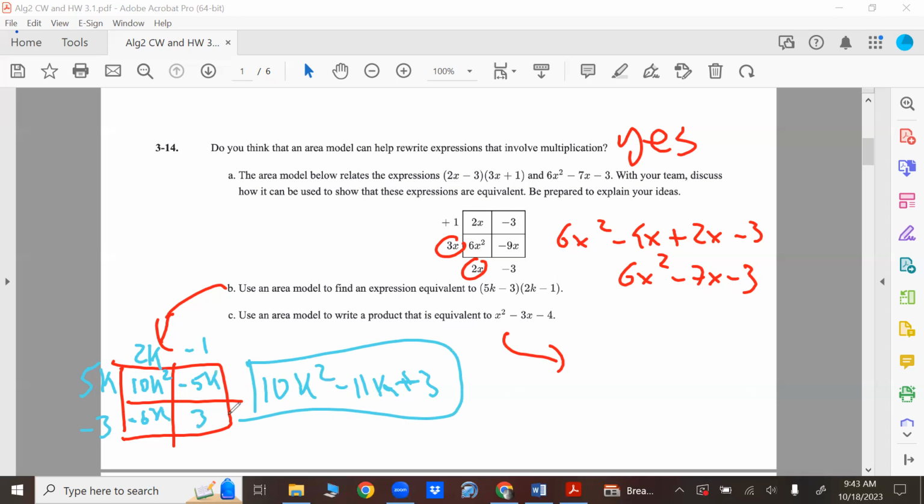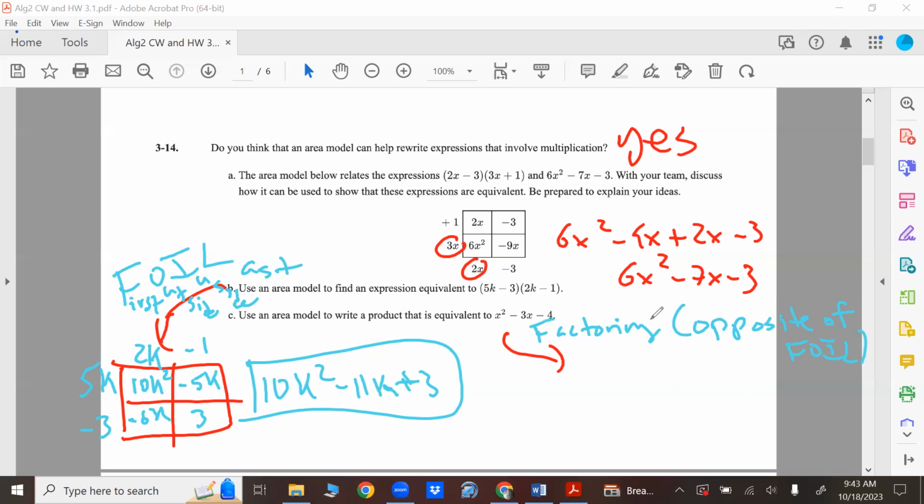We do the same thing with part C, but now this is factoring. So this is FOIL, right? What does FOIL stand for? It's an acronym. Does anyone know FOIL? First, outside, inside, last. Exactly, right. Factoring is the opposite of FOIL. So sometimes you guys get the terms mixed up, but part C is not foiling. That's the opposite. It's already foiled for you. You gotta undo the foil.